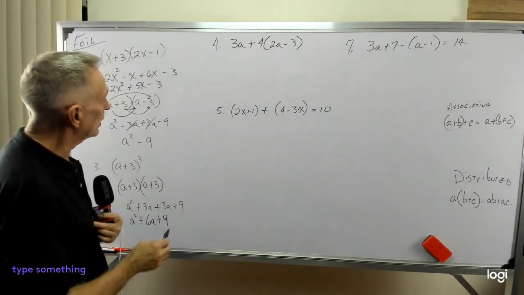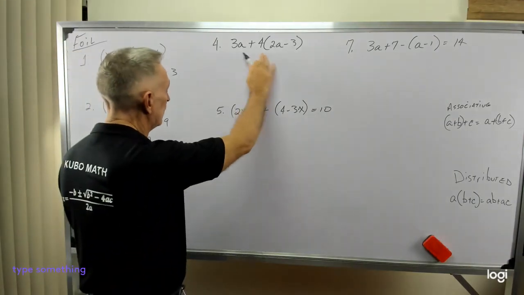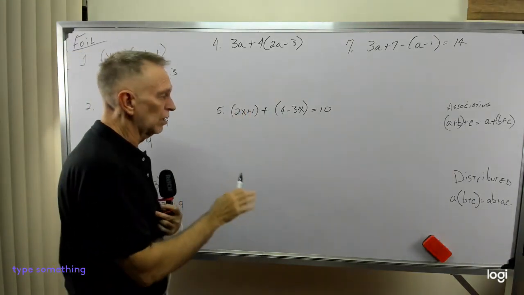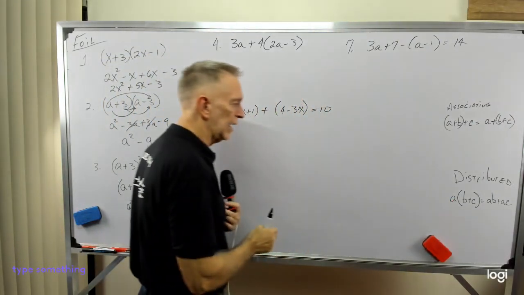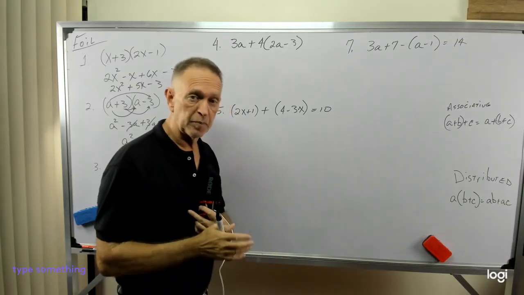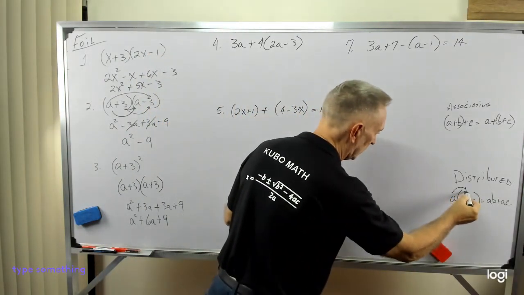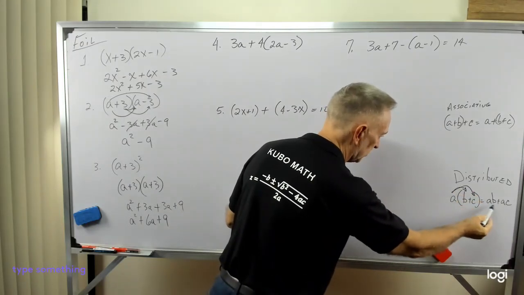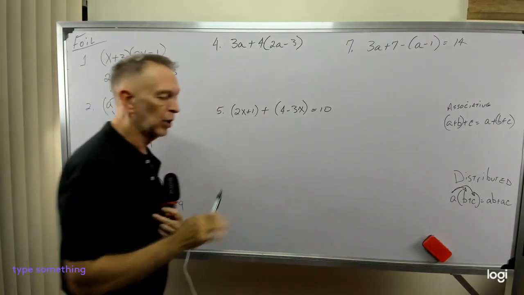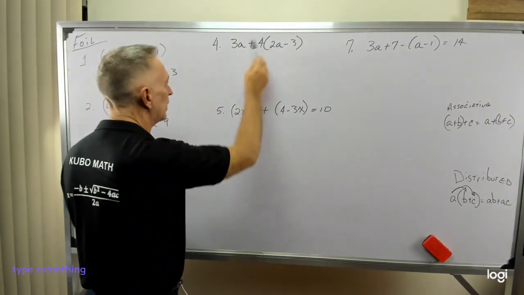Okay, let's look at number 4. Now in this case, I have a parentheses that I need to utilize the distributive property. Recall, we had a times the parentheses of b plus c, meant I'm going to distribute that a times b plus a times c. So it gives me ab plus ac. So we have to do that same thing here.